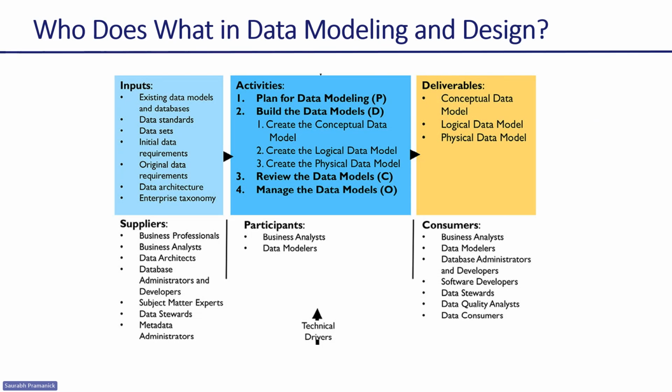Now, from an activities perspective, we have the PDCA kind of approach: planning, control, development, and operations. So you can see that it starts with the planning, the data model phase. Then we have the design, which is building the data model. In that design, we have three main stages: creating the conceptual data model, the logical data model, LDM, and then the physical data model. Then once we create the data model, it has to go through a review process, right? So that is nothing but your control. And then you have managing the data model, which is the operationalization part of it.